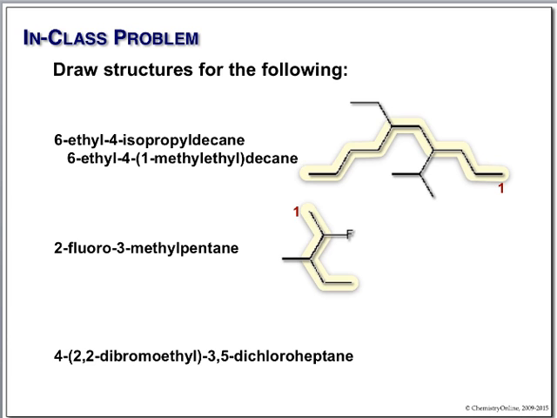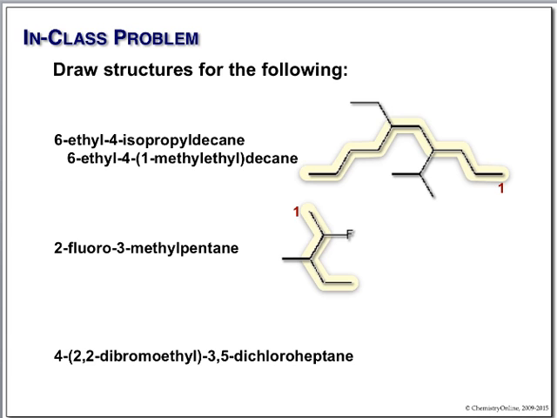Our next one's a heptane. You want 7 carbons in a row. Define one as carbon number 1. We'll deal with this in a second. We're going to put chlorines in carbons 3 and 5. Now, what in the world is this? It's a dibromo ethyl.